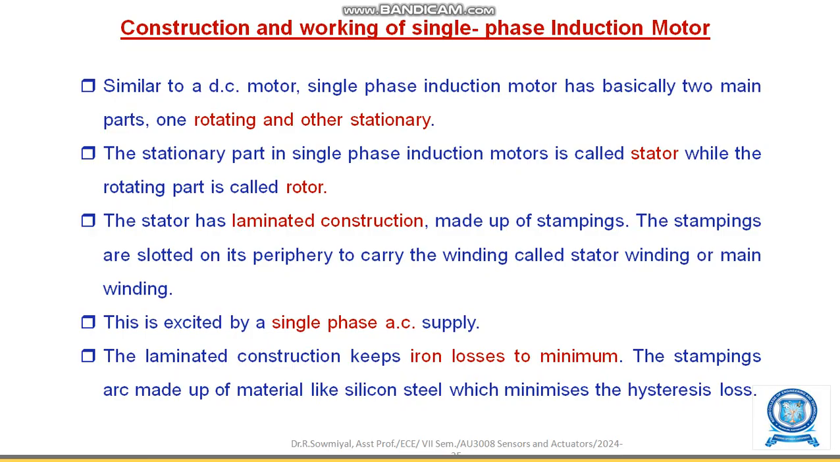The stationary part in single phase induction motor is called stator, while the rotating part is called rotor. The stator has laminated construction made up of stampings. The stampings are slotted on its periphery to carry the winding called stator winding or main winding. This is excited by a single phase AC supply. The laminated construction keeps iron losses to minimum. The stampings are made up of materials like silicon steel, which minimizes the hysteresis loss.